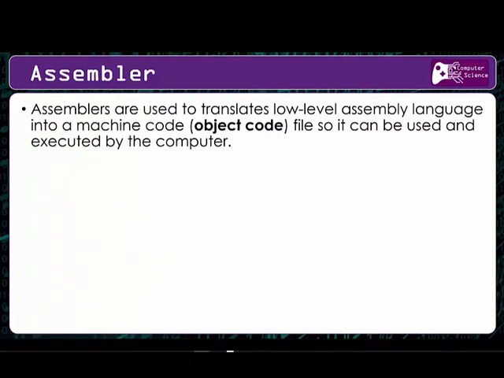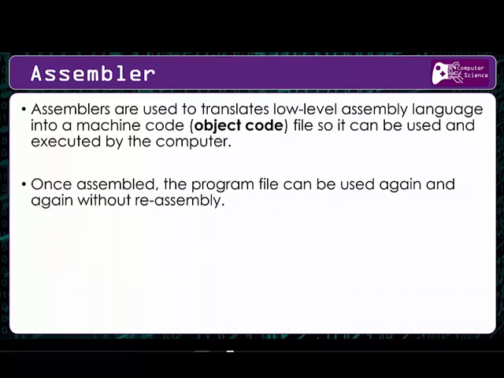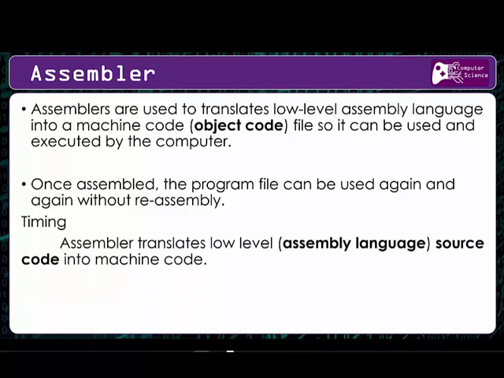Assembler, slightly different. Yet again, it's used to translate low-level assembler language into machine code, also known as object code. Yet again, once the program file has been assembled, you can use it again and again without reassembly. It's similar in the way it operates to a compiler. A compiler, an assembler, they tend to generate an executable or an output file, and then that in itself runs. So if we look at the timing, yet again, it translates our assembler language, which is classed as our source code, into machine code.